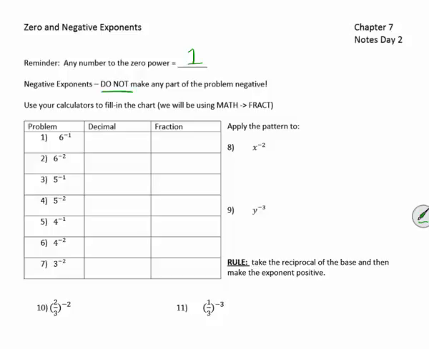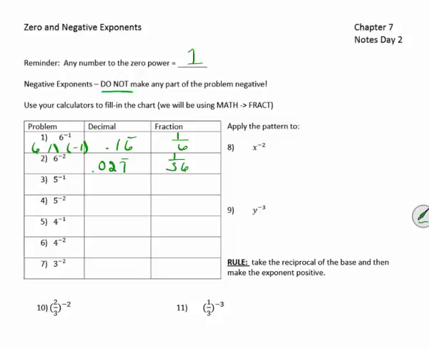So we're going to use our calculators for this. So I'm going to ask you to put in your calculator 6 to the negative 1. And when you do that, remember, these are the buttons you're going to hit, and the negative 1 has to be in parentheses. So when you do that, you're going to get 0.16 repeating, and then we're going to use math frac. So you're going to take your decimal, hit math frac, and it's 1/6. Okay, so if I do the same thing for 6 to the negative 2, remembering to put that negative sign in parentheses, you're going to get 0.027 repeating, and if I math frac that, we get 1/36.